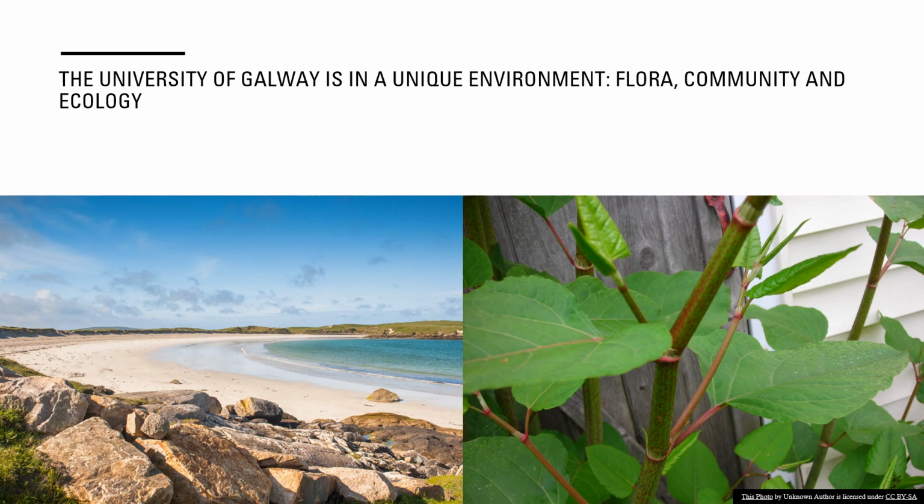Other local environments include the very close by coastline, which includes sandy and rocky shorelines, and where we have a world recognized diversity of different seaweeds. And you can see a nearby beach on the left hand image. On the right hand image you see an urban environment where studies include, for example, those of invasive species such as this Japanese knotweed.